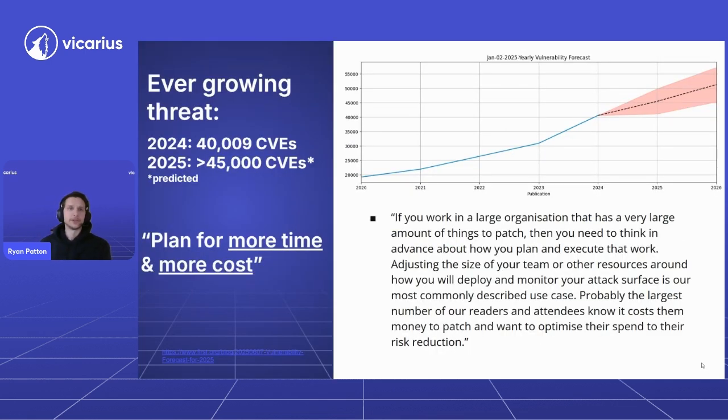So the threat continues to grow. In 2024, we saw just over 40,000 vulnerabilities. And in 2025, it's projected to be over 45,000. This is a projection that first.org does every year. They're generally within 1% or 2%. It's actually interesting, NVD has had a bit of a slowdown, let's say. So actually, the real number is probably a bit higher than this because this is based on NVD.